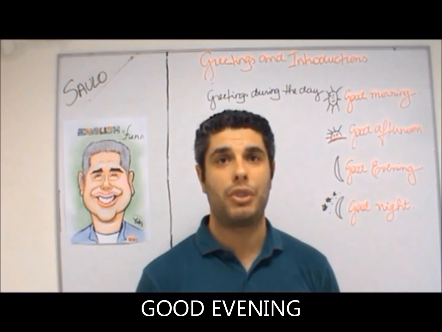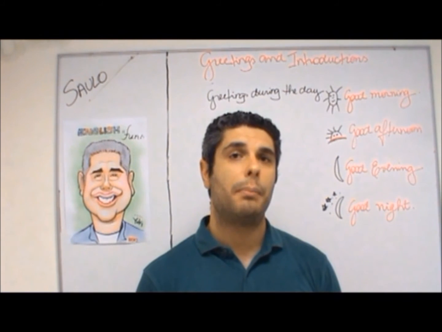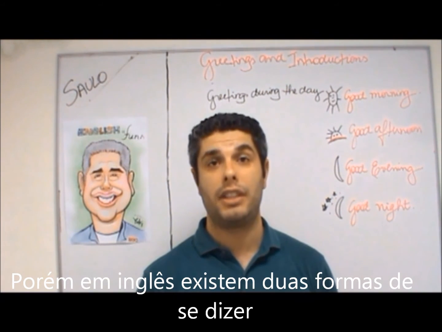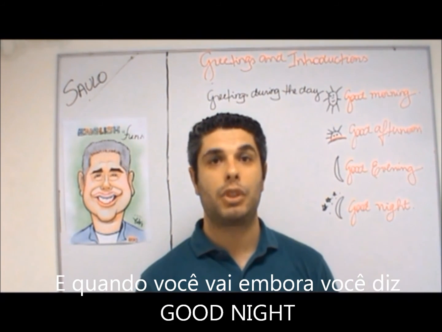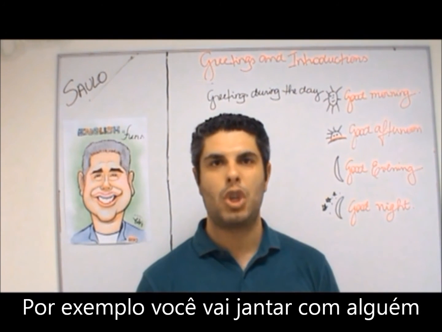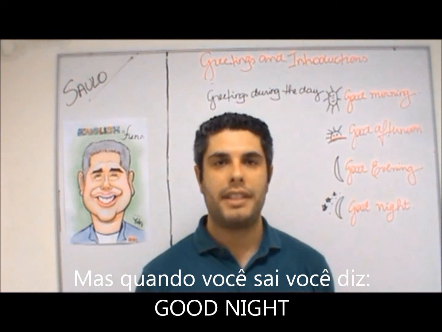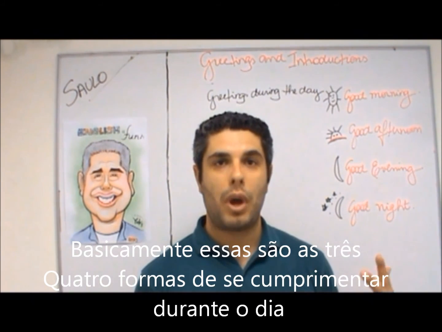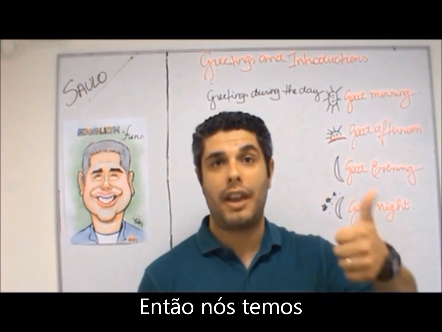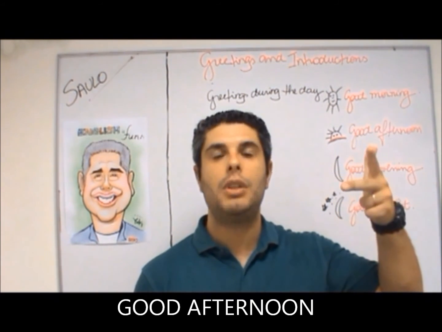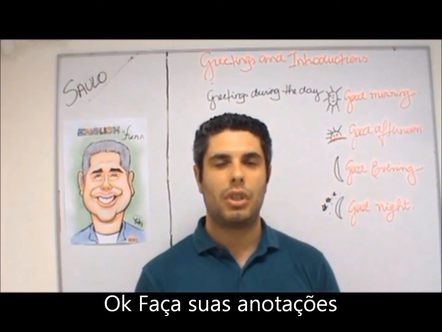It's a little bit different from Portuguese. We only have one way of saying it, but in English you have two ways to say it. So when you arrive, you say good evening, and when you leave, you say good night. When you leave the premises, for example, you come for a dinner with somebody, you say good evening, but when you leave, you say good night. So basically, these are the four ways to greet during the day. So you have good morning, good afternoon, good evening when you arrive, and good night when you leave the place. Okay, so take note.